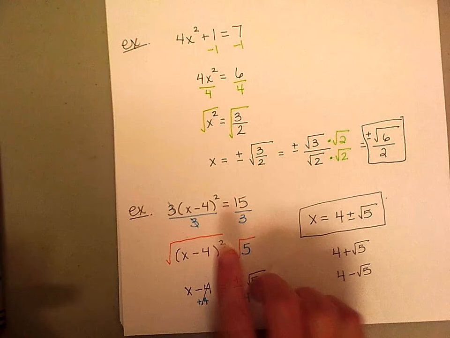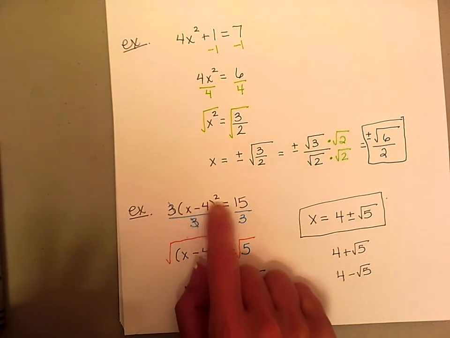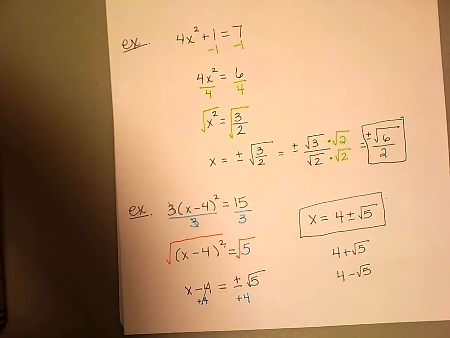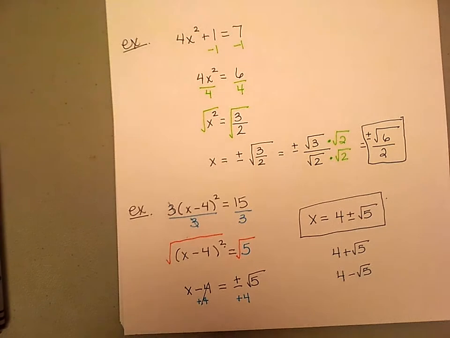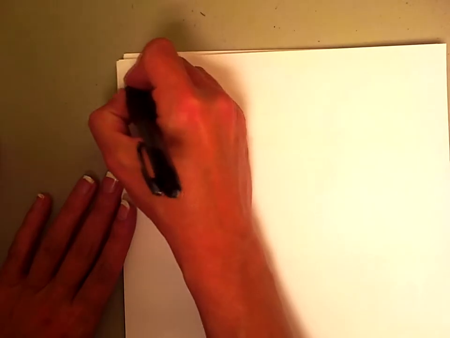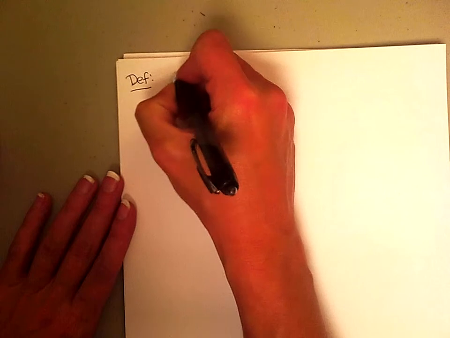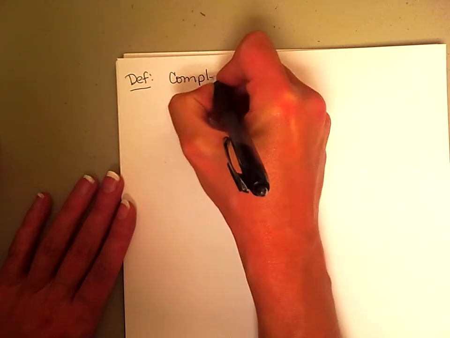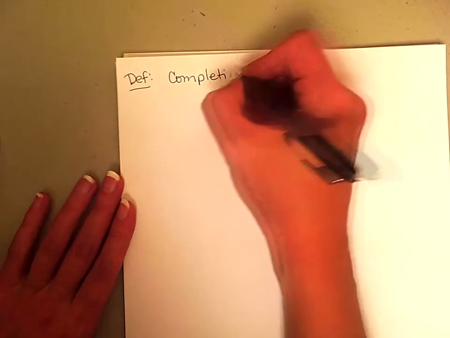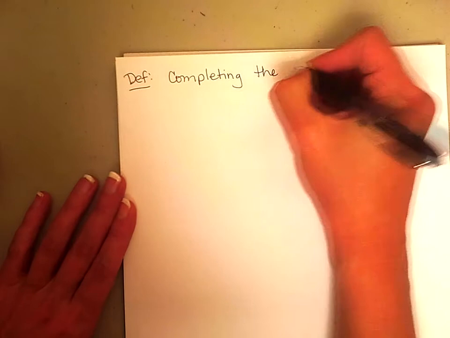And notice that that was much easier than squaring this thing out and trying to factor it. And that's where a method called completing the square comes in. So let's talk about that. Okay, completing the square.